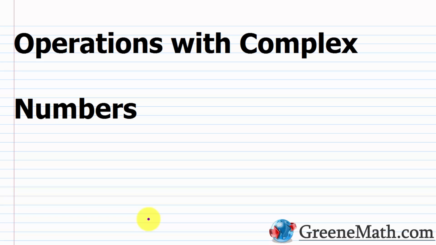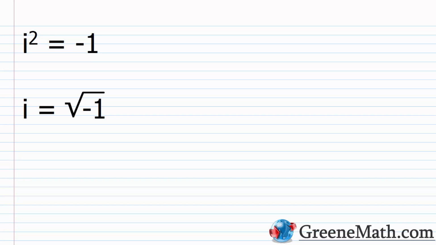In this lesson, we want to review operations with complex numbers. In our last lesson, we reviewed the concept of the imaginary unit i. Again, the definition of i is given as i squared is equal to -1, or alternatively, you could say that i is equal to the square root of -1.